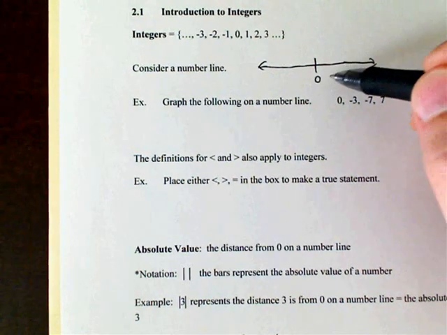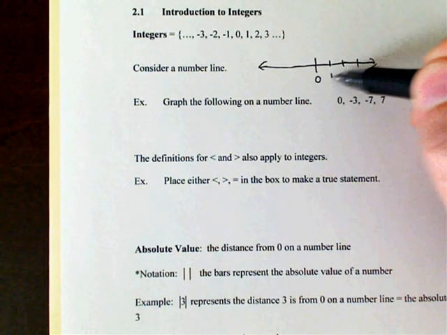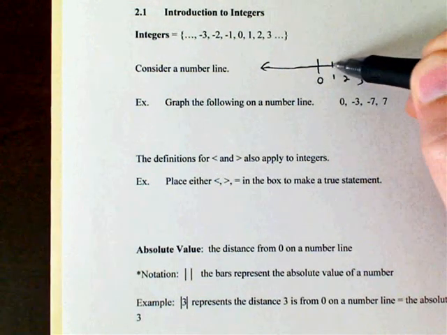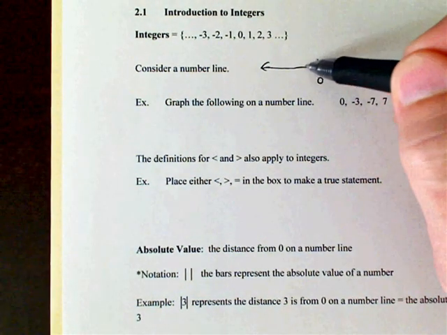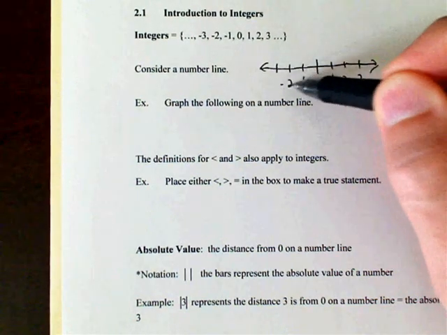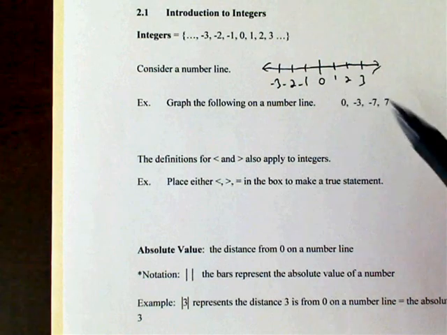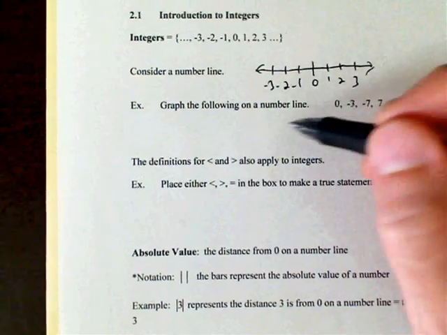But suppose we have a 0 in the middle of our number line, and numbers to the right will be positive. 1, 2, 3, and so on. If you go to the left of 0 or below 0, those are negative values. And so we're going to use this number line to graph these numbers.